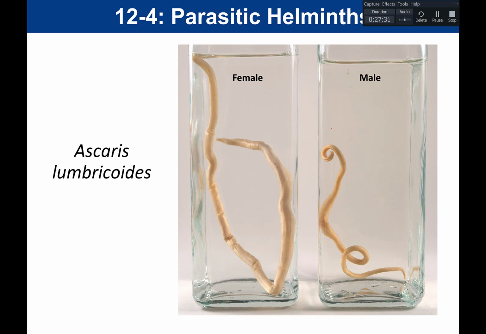I'm going to erase this so you can see it better. He has that little spicule, which is his reproductive structure. So for this, you have to be able to differentiate between male and female. And so you're looking for the presence of the spicule.